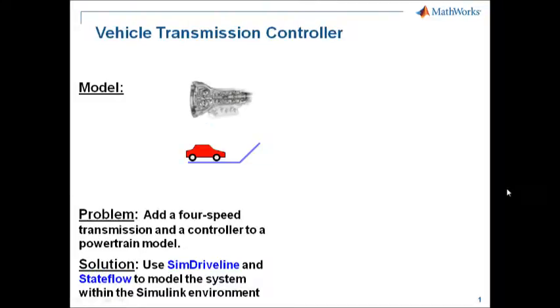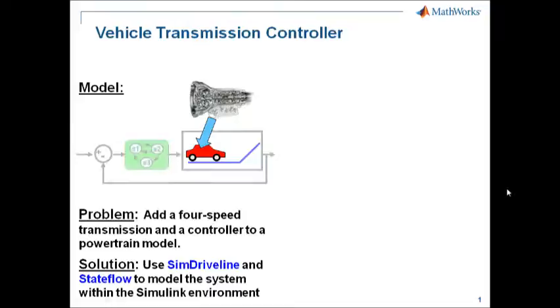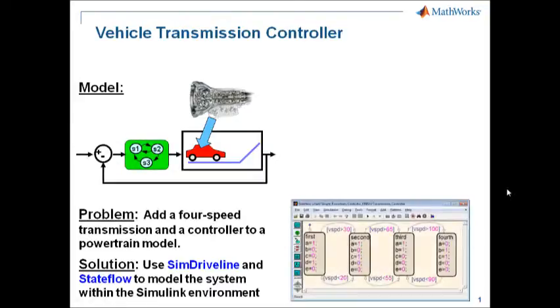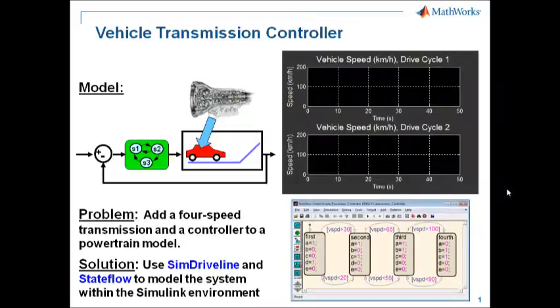We'll use SimDriveLine to add a 4-speed transmission to the vehicle, including clutches and planetary gears. We'll then use StateFlow to specify the controller for the powertrain. When we're finished, we'll see how the vehicle performs during 2 drive cycles, one at full throttle and another where we cut the throttle after 40 seconds. I'll now switch over to Simulink so you can see how this is done.